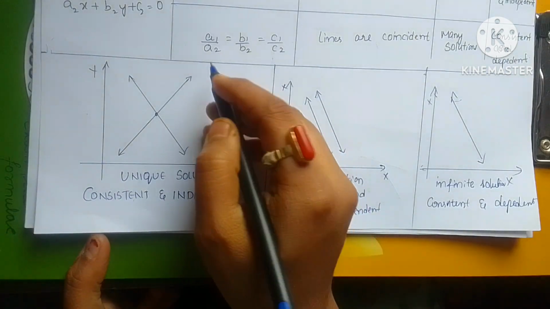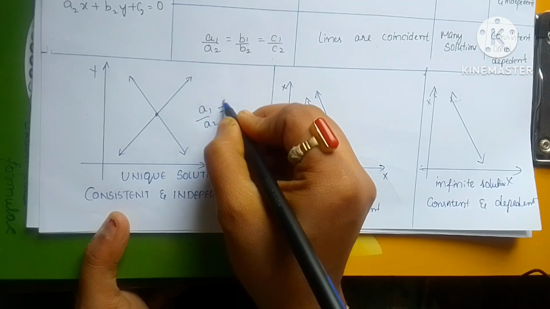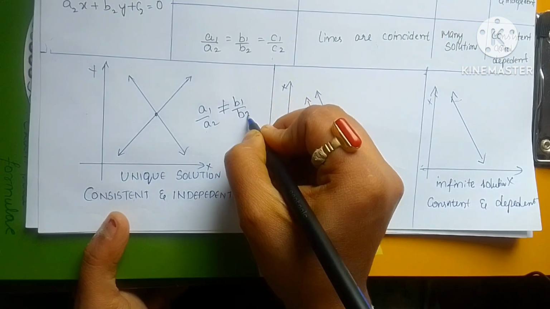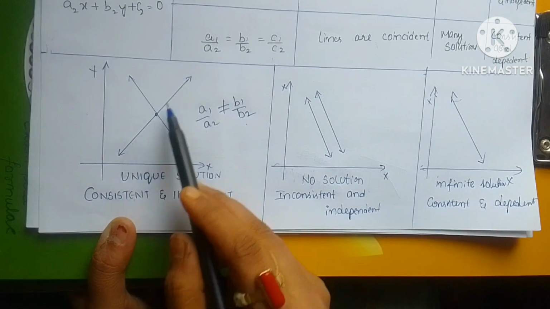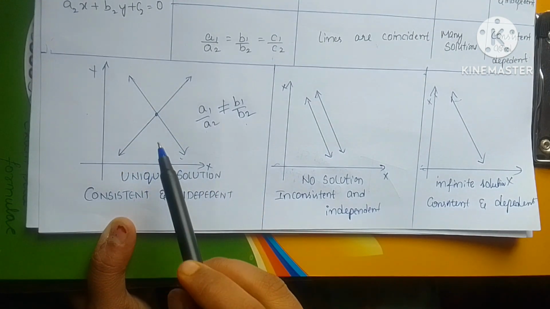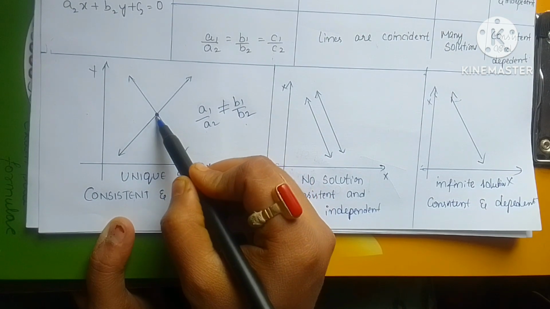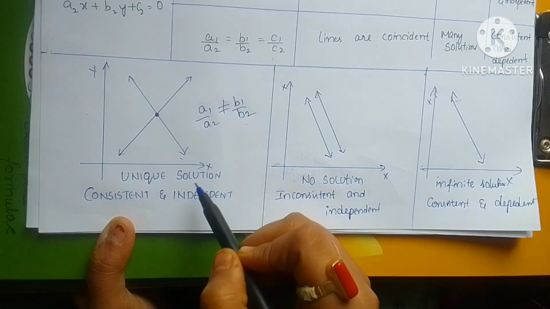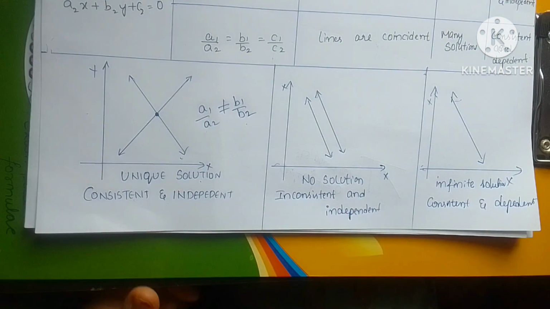For this, what is the rule? a1 by a2 is not equal to b1 by b2. If a1 by a2 is not equal to b1 by b2, then the lines will be intersecting. If the lines are intersecting, they meet at only one point, which is called one unique solution. That is, the solutions are consistent and independent.